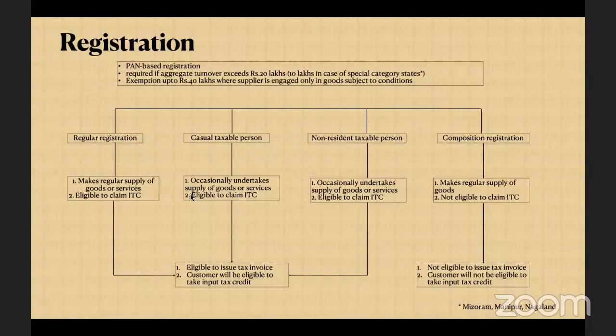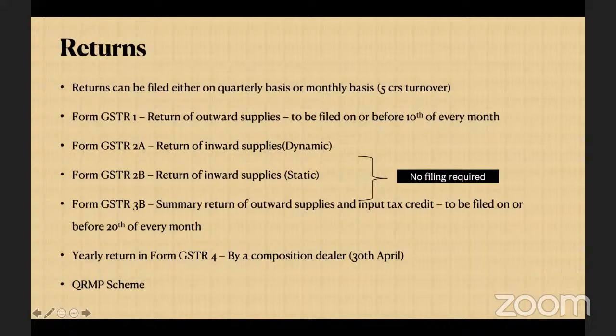Now let us get into different types of returns. What needs to be filed under the GST law? Primarily there are two types of registrations. One is regular registration, which has a set of regular, casual taxable person, non-resident taxable person. Composition taxable person is a separate category. Returns can be filed either on a quarterly basis or a monthly basis. To reduce the compliance burden for small taxpayers, GST has both monthly returns and quarterly returns.